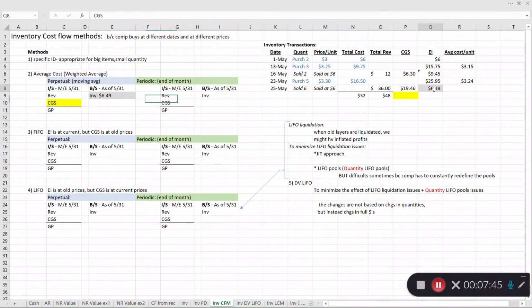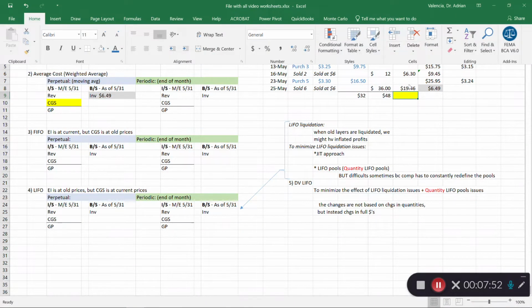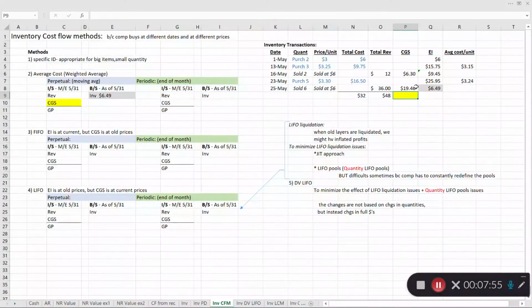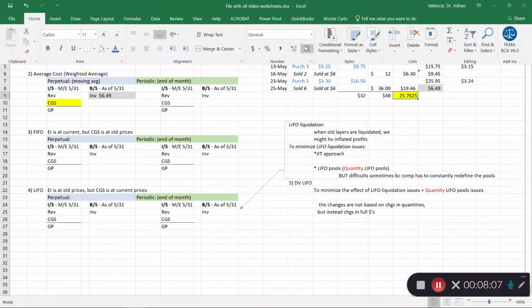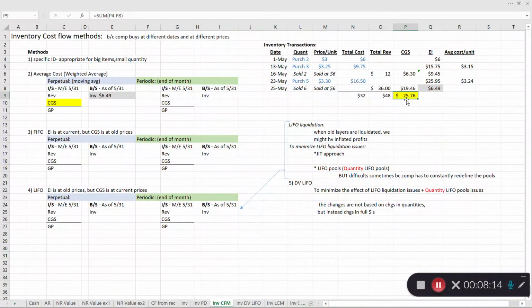Okay, so the gray here corresponds to this gray, and then the yellow. So let me sum up this right here first. Bear with me here. Okay, so our cost of goods sold for the period is going to be $25.76, and that's what would go right here.